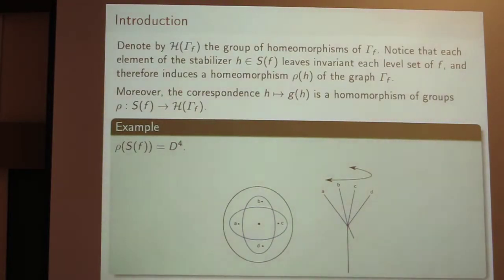What is G of H? Moreover, the correspondence rho. That's rho. Should be rho instead of G, yeah? That has to be rho, right? Sorry.